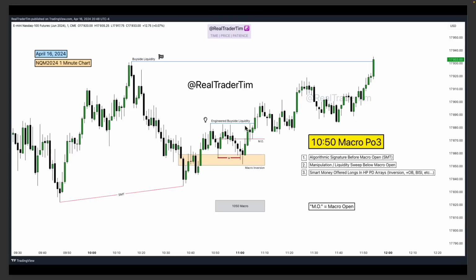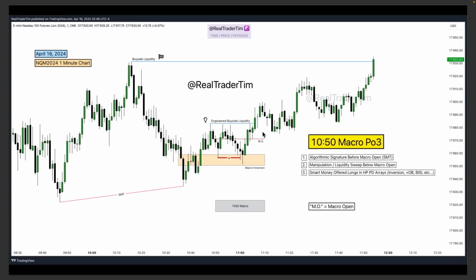Of course, like I've mentioned and like you can see here, our target is that upper external range liquidity at the buy side at the top of the screen here. But if we see these equal highs, relative equal highs, engineering buy side liquidity, and then we spot the signatures during the macro, below macro open, that's even more of a reason to expect a turning point.